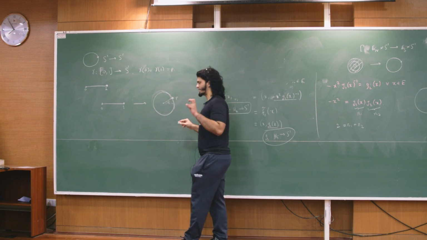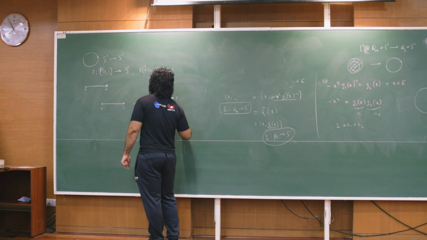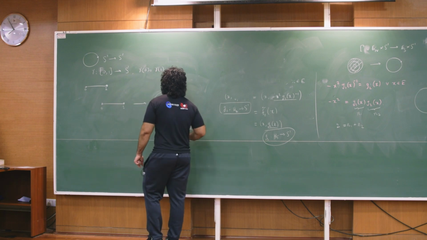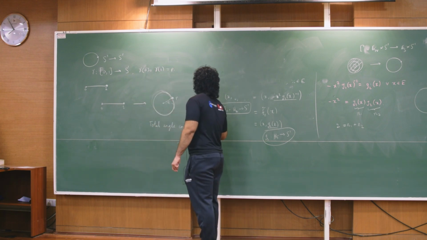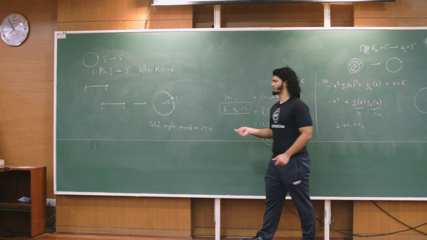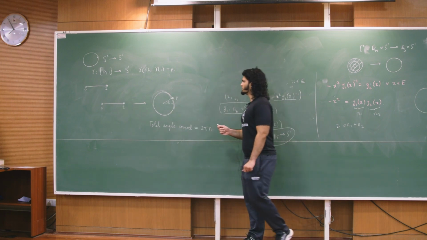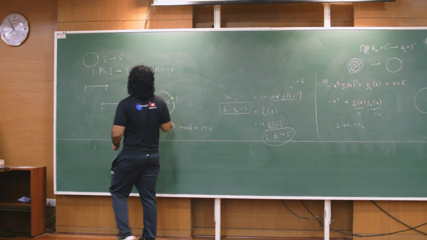So the total angle which I have covered has to be something like 2 pi n, where n is an integer, just because I'm landing at the same point after the whole thing is done. So this is basically the winding number.